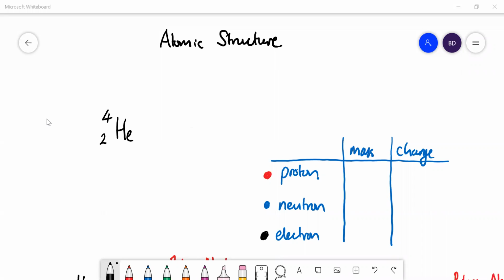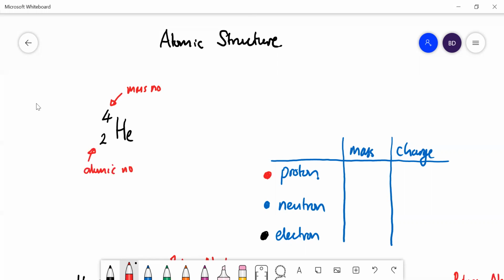So that's He, the symbol for helium, and this number 2 is called the atomic number. And this one here at the top is called the mass number. Right, and that gives us some indication of what subatomic particles are present in the atom. Now, the 3 subatomic particles we need to know about are the proton, the neutron, and the electron.